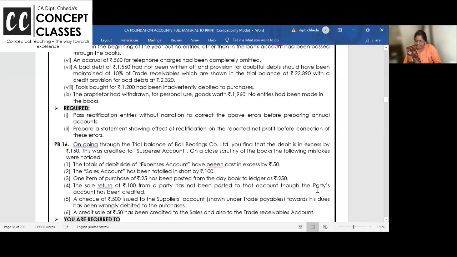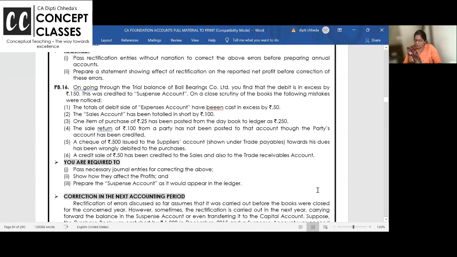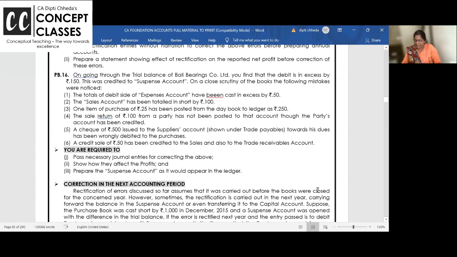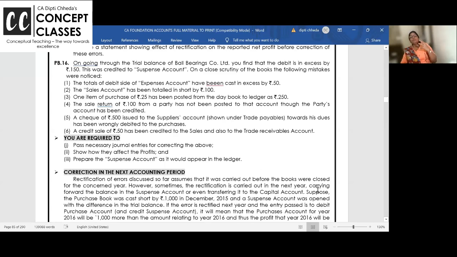Chalo. Last one for today. The very next problem we are doing right now, 16th problem. And then tomorrow we will do the most important thing. Abhi recent exam they have asked question that if error is rectified next year, so what you will do? Suspense account it will come. What else? So before that we should be clear with this.